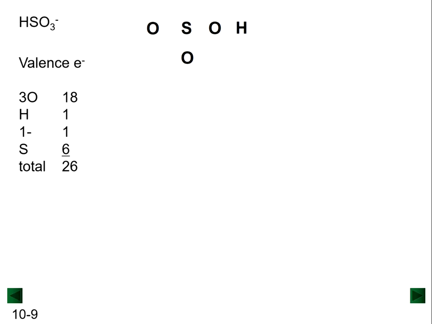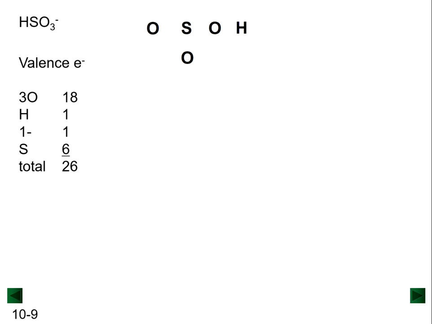We can count up our valence electrons. The 3 oxygens give us a total of 18 electrons with which we have to work. We have 1 hydrogen atom, which gives us 1 electron. We have a 1 minus charge. So that means we have an extra electron somewhere because we have a negative charge on this system. So we put another 1 in. And then the sulfur atom brings in 6 electrons for its 3s2, 3p4. This gives us a total of 26 electrons with which we'll be able to work.